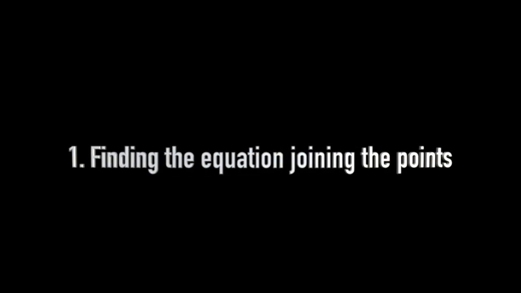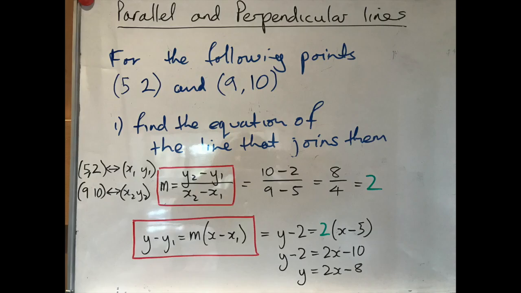So let's have a look at the first part, finding the equation joining the points. We've done this before, and the two equations that we use are there in those red boxes. So first of all, we have to figure out the gradient between those 2 points. y2 minus y1 over x2 minus x1 figures out that the gradient has to be 2. Straight away I know any parallel line would also have to have a gradient of 2. Any perpendicular line would have to have a gradient of -1/2. But we'll get to that later.